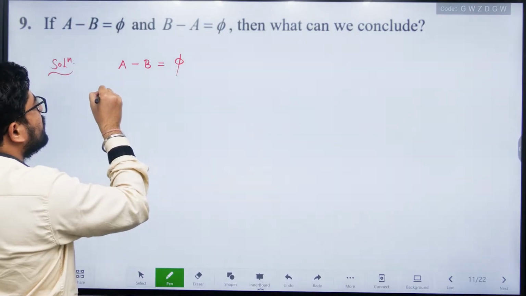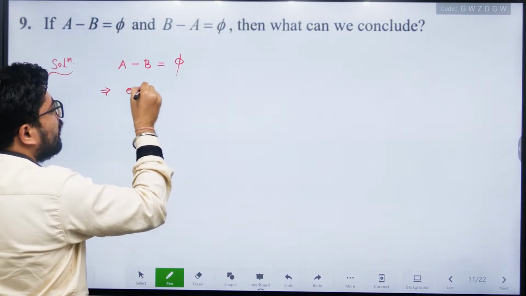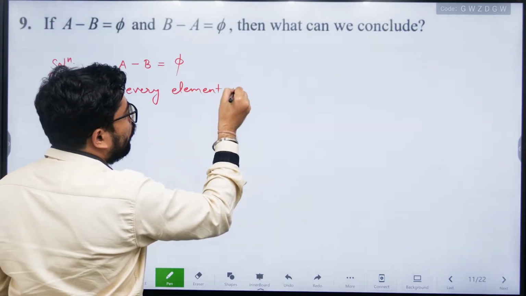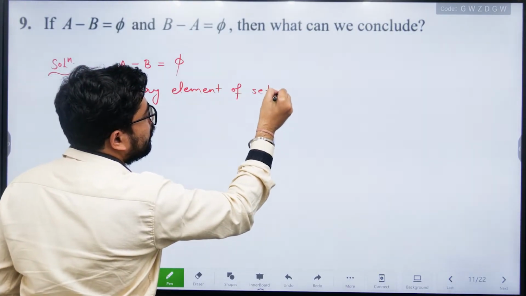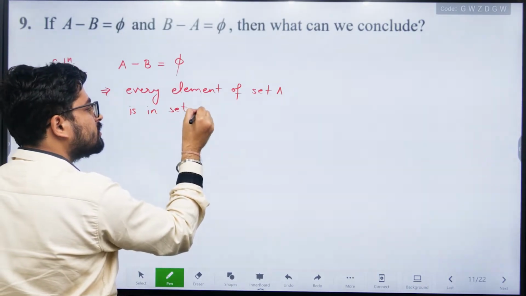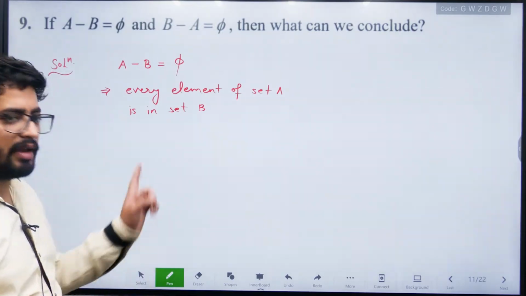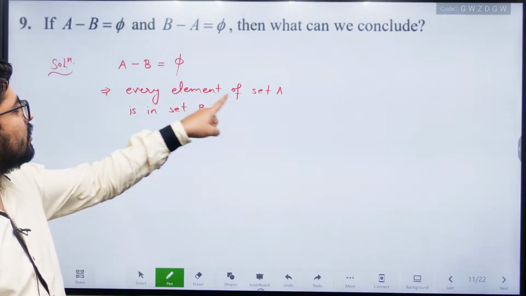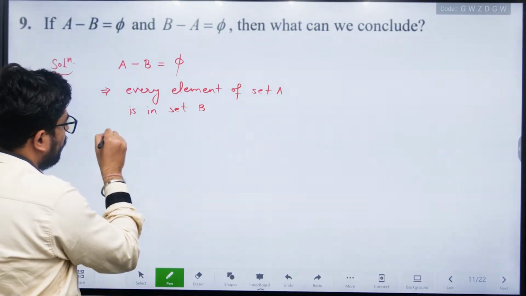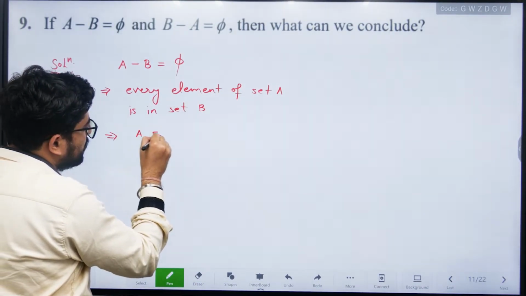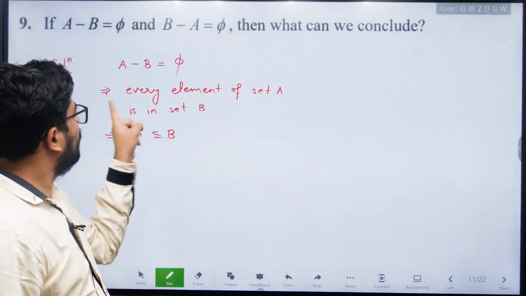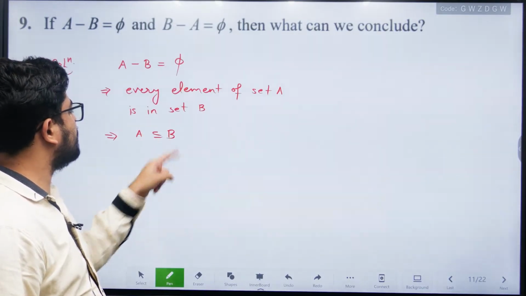Okay. From here you can say every element of set A is in set B. A minus B is equal to empty means every element of set A is in set B. So it means what? A must be the subset of B. If every element of set A is in set B, you can say A is subset of B.